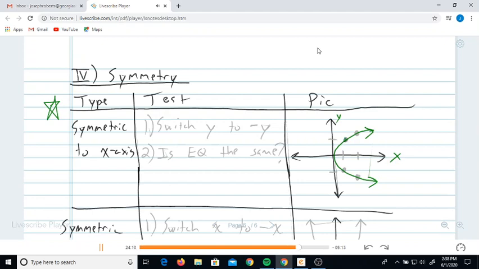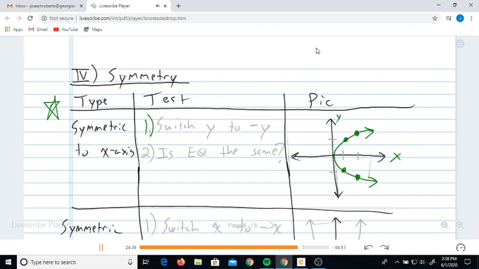In other words, when I reflect over the x-axis, I get more points off the graph. So if I reflect this point over the x-axis, I get another point, so on and so forth. So that's how we can determine symmetry with respect to the x-axis visually. We can also do it algebraically by reflecting. So how do we reflect algebraically?